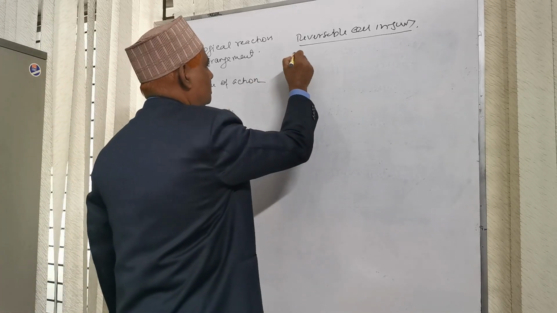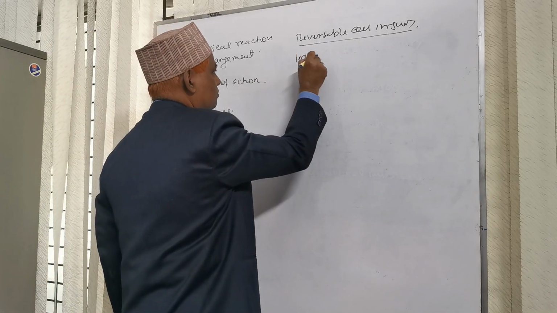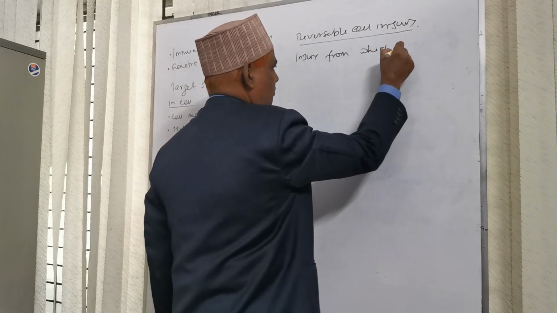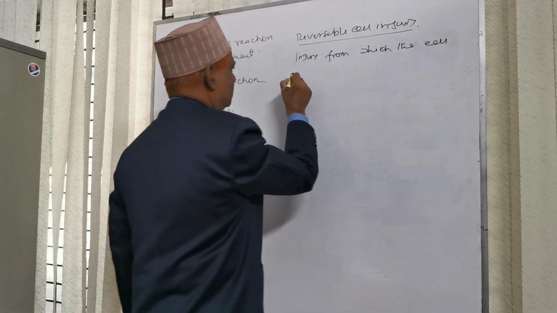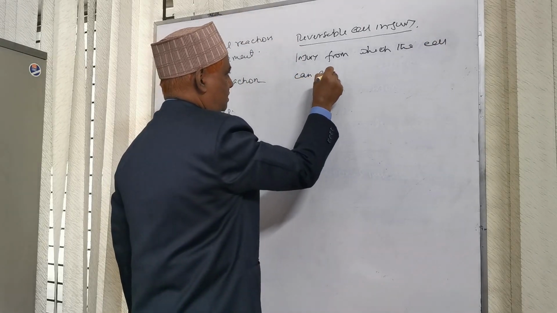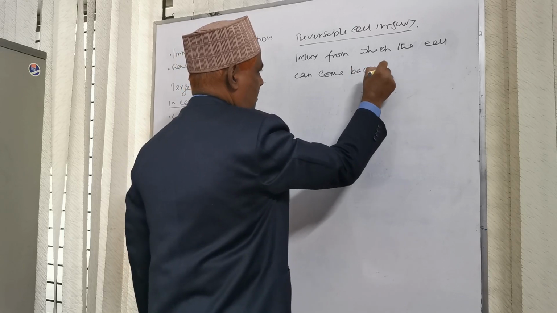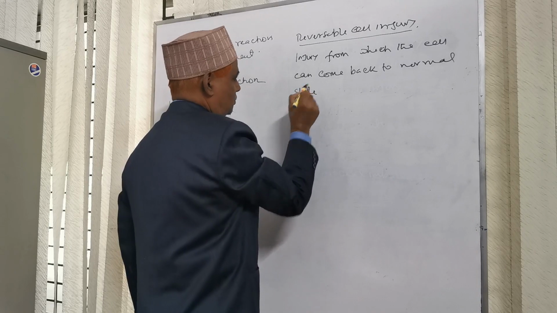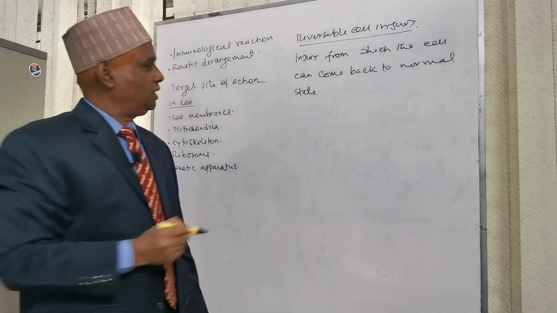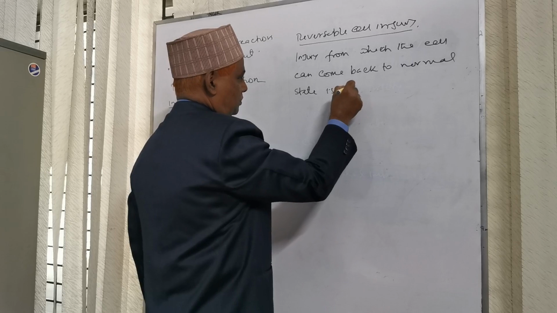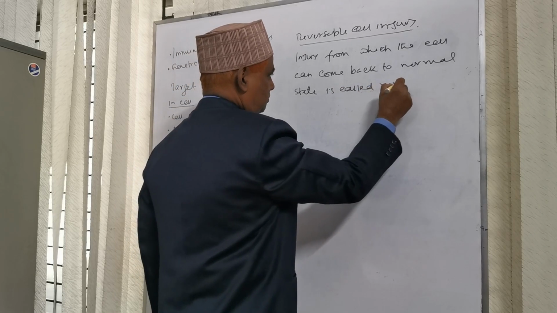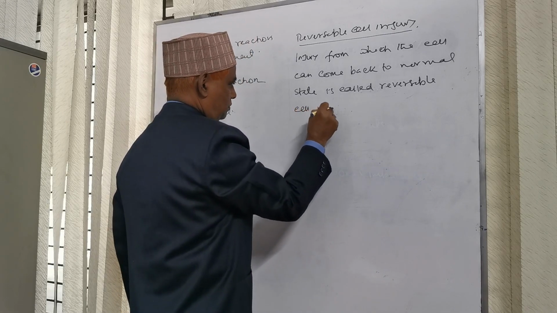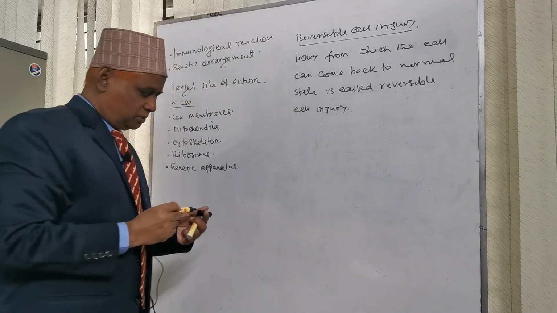So, injury from which the cell can come back to the normal state, both structurally and functionally, is called reversible cell injury.